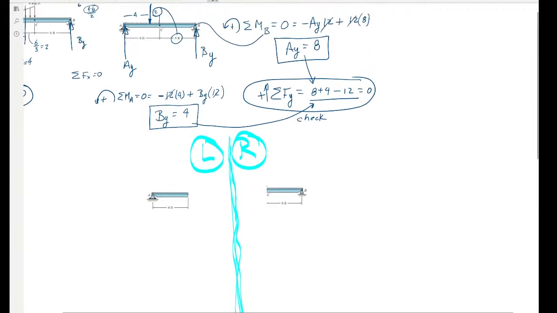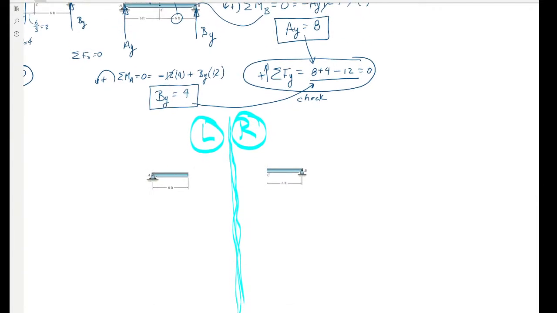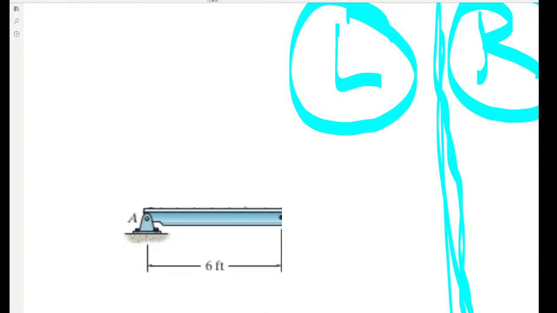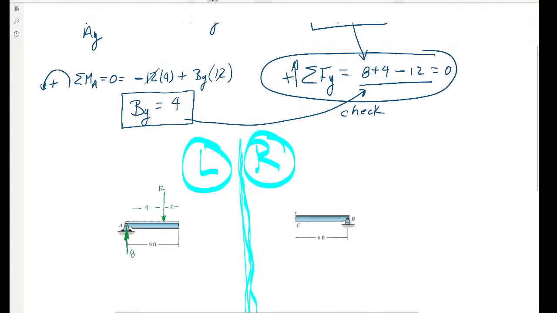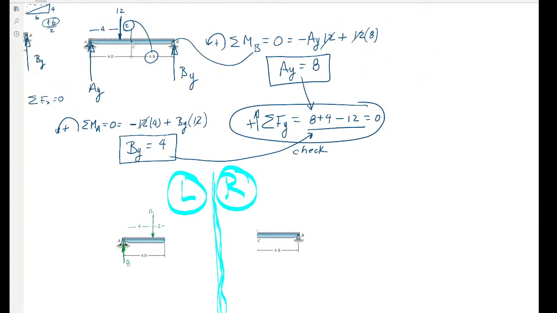Okay, on the left, I will have a value of 12 right here, and it was 2 here and 4 here, and I'm going to have a value here. I believe it was 8, but I better check that. Yeah, it was 8.